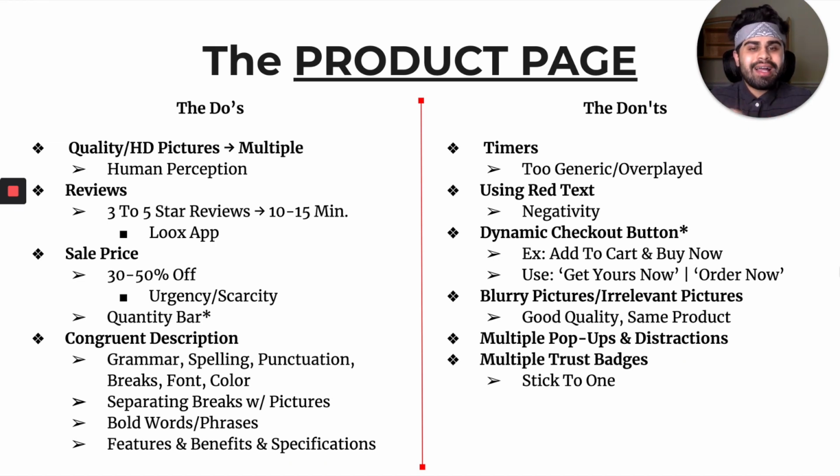Usually I do not prefer a dynamic checkout button. What a dynamic checkout button is, it's basically two buttons right underneath. One may say add to cart and the other one may say buy it now. I usually like to avoid those, and I put an asterisk because I usually focus more on one product stores, right?